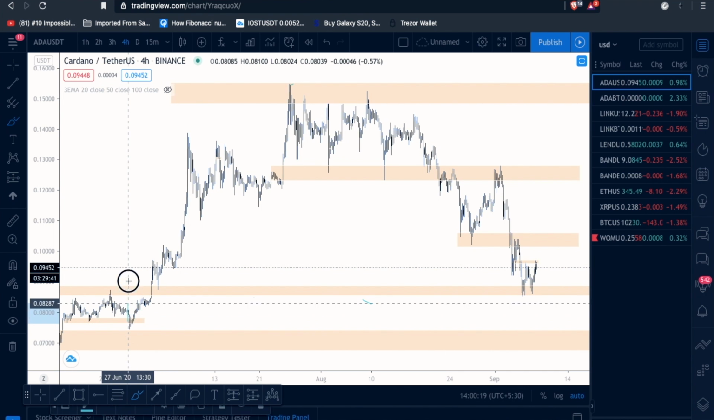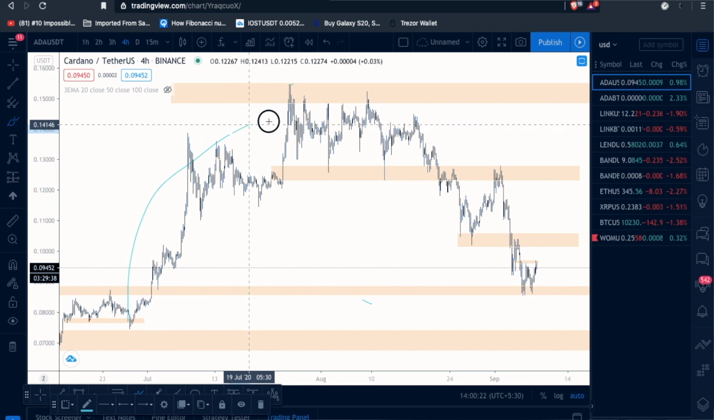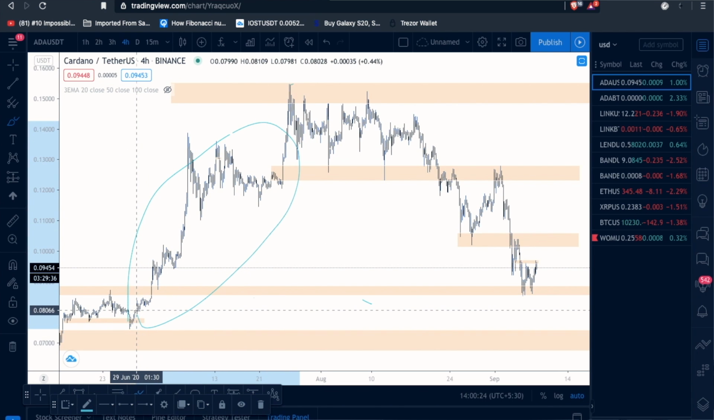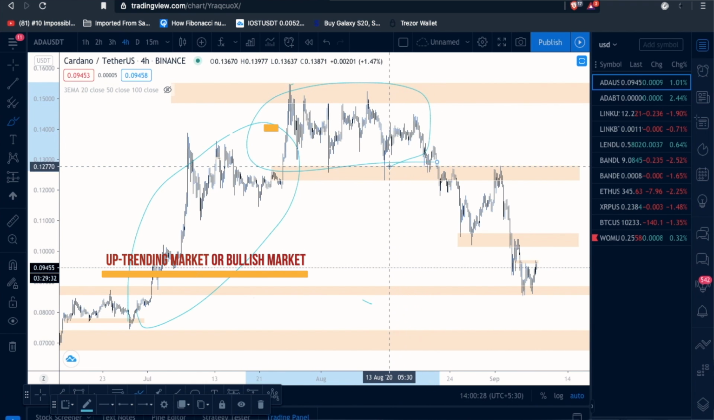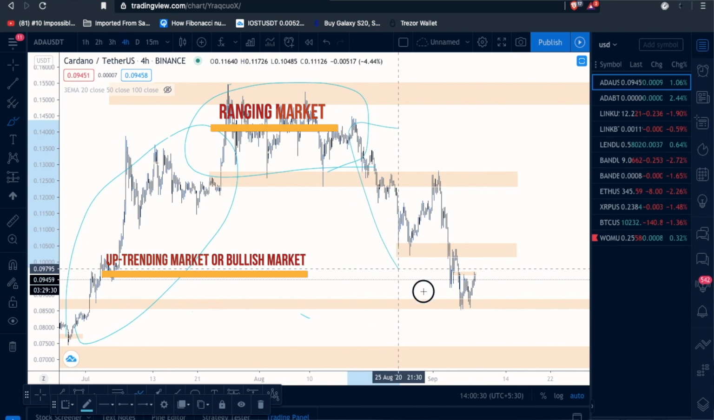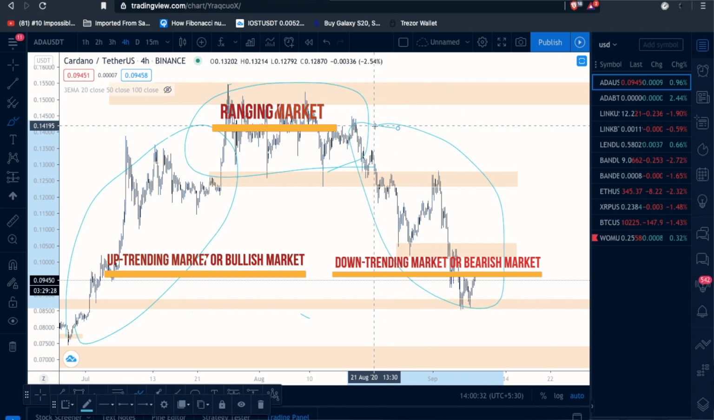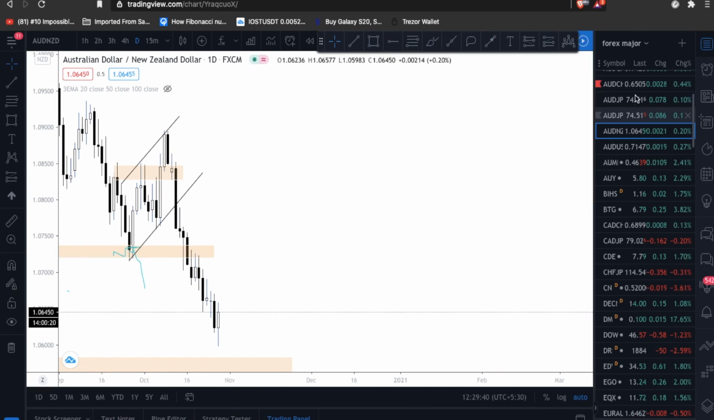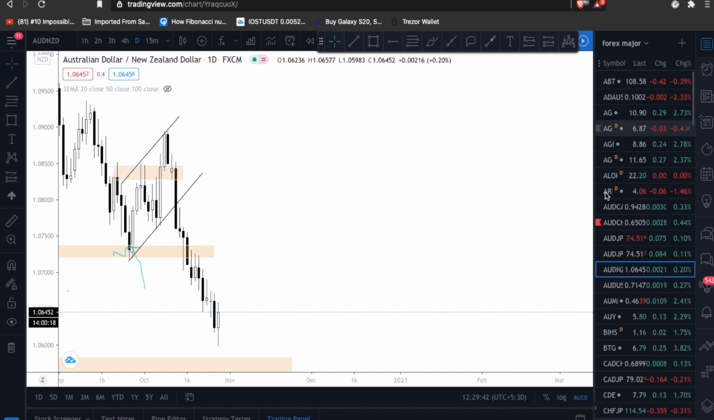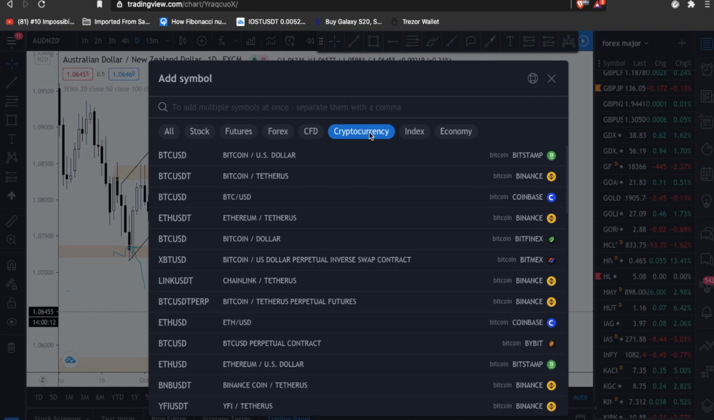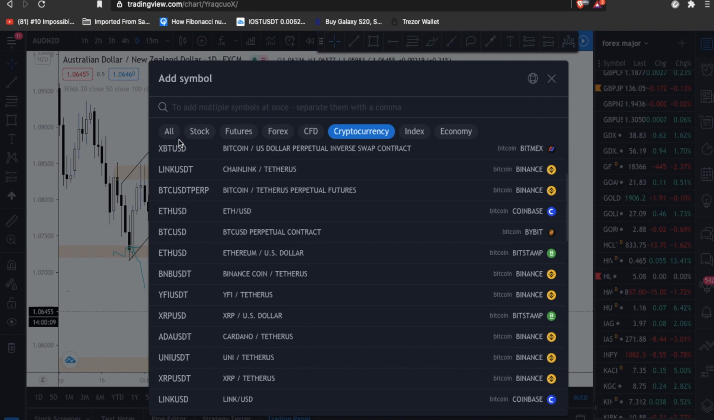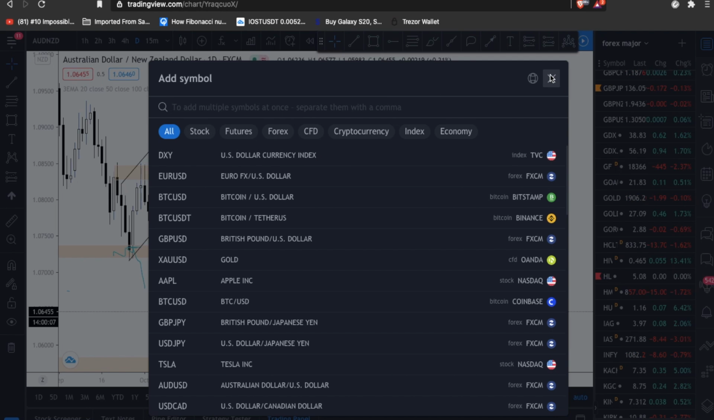Like here, you can see the price was continuously moving up. So this was an uptrending or bullish market. Here the price was moving sideways, hence a ranging market, and here the price was moving down and hence a downtrending or bearish market. Now to the right we have our market watchlist section, and from here we add different currency pairs to the list and open charts of different currency pairs. So these were a few basic things which you should know about in a Forex chart.